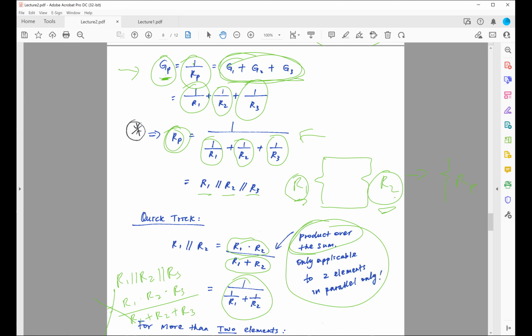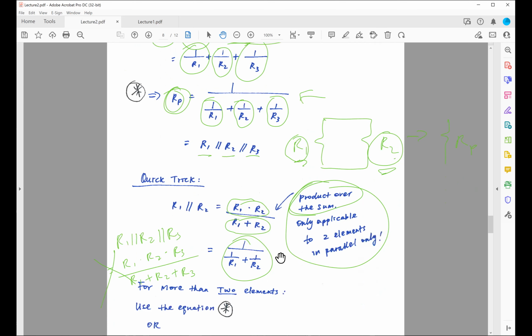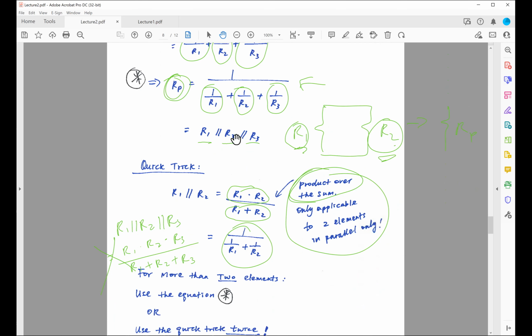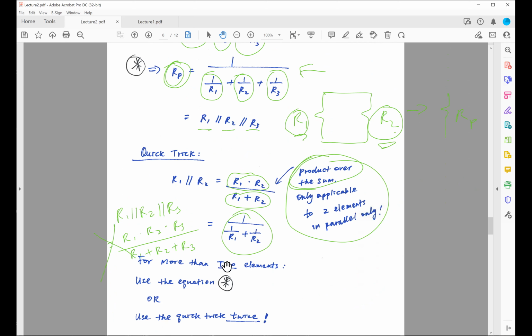If you have more than 2 resistors, what you can do is go back and use this equation. For example, if you're dealing with 3 resistors, then you go back and use this equation, or you use this trick twice. You can first calculate R1 in parallel with R2, and then you get one number, and then you take that number and make it in parallel with R3, and then you apply the same technique again. In that case, it will work, but you have to do it twice.